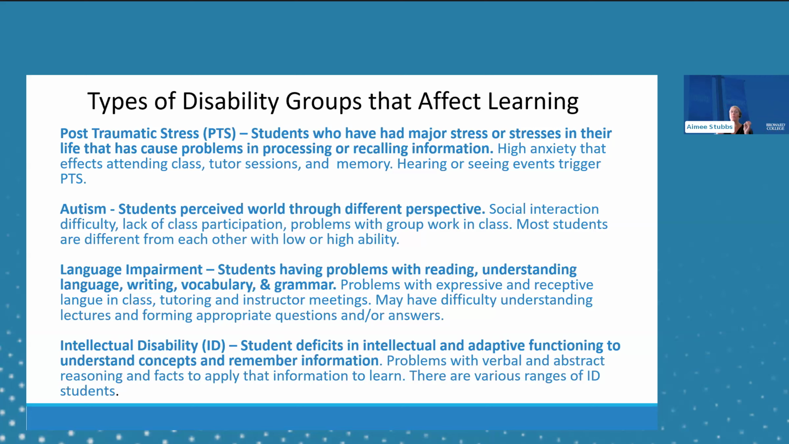There's just some kind of connection that's not connecting in the brain in certain areas. And we'll talk a little bit more about executive function and so on. But to also move on with the types of groups that affect learning.